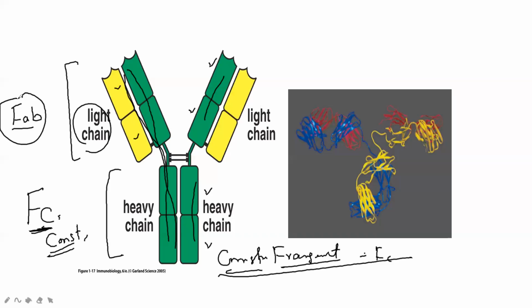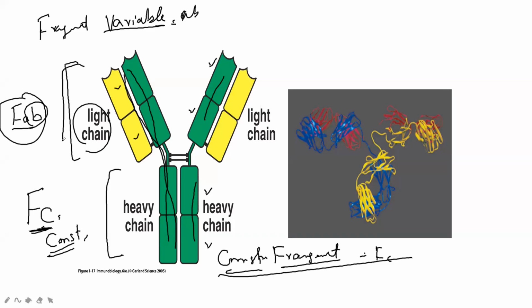What's the FAB? Again, F means fragment. And what does AB mean? AB stands for variable. The letters AB are used for variable. Understand? Clear?